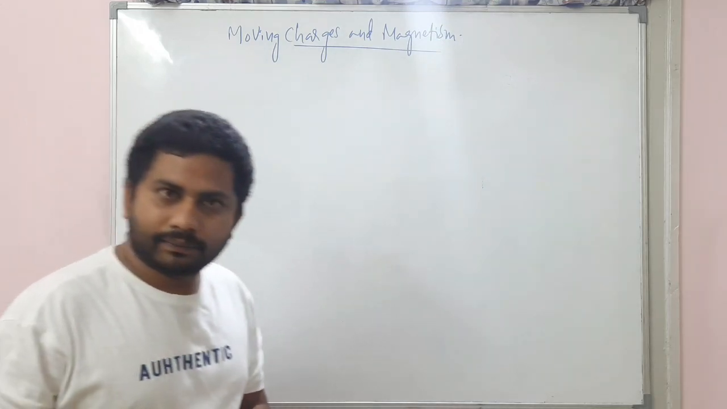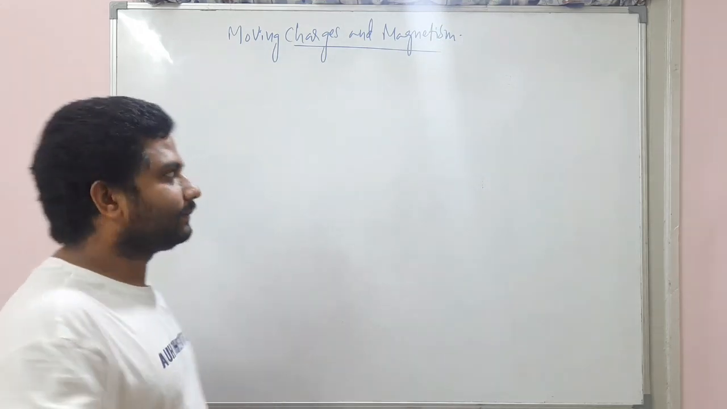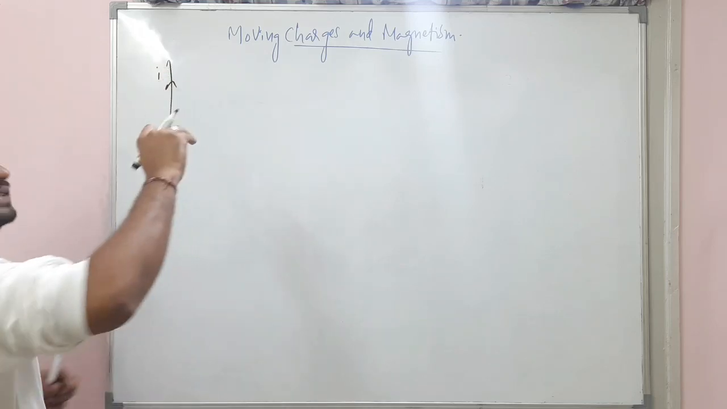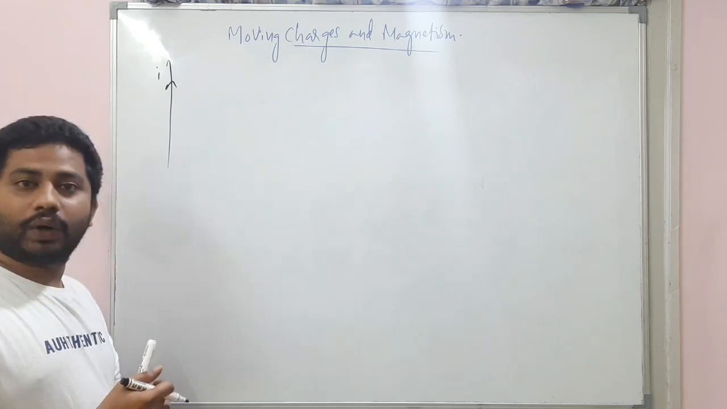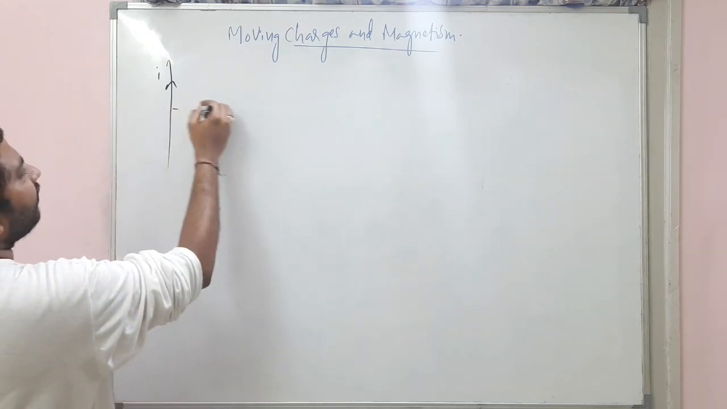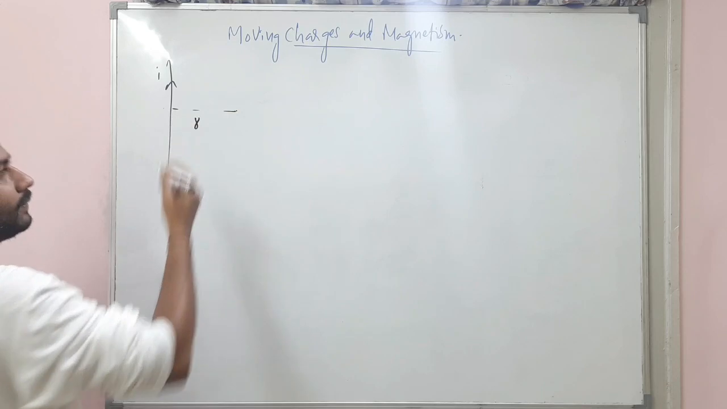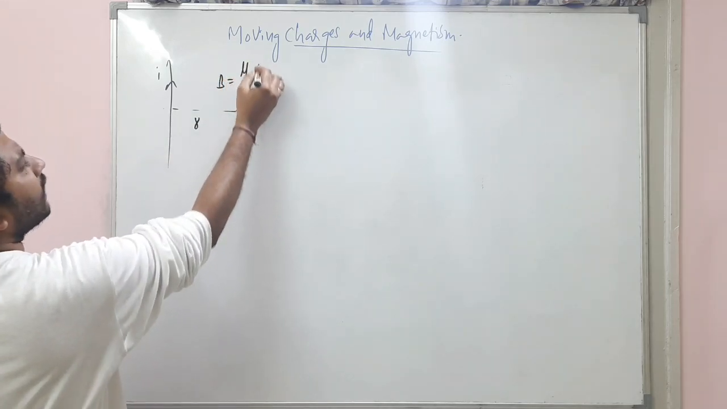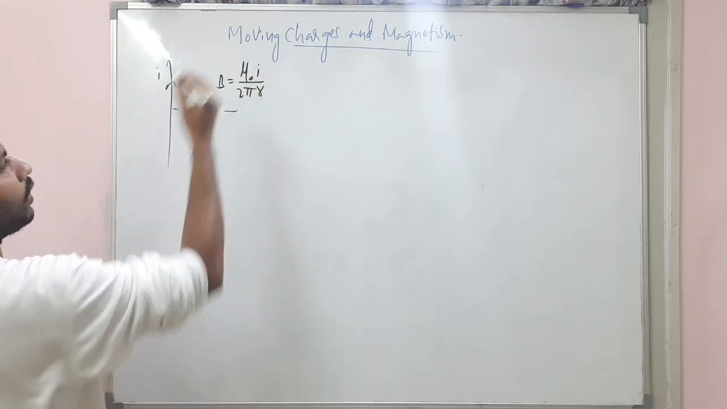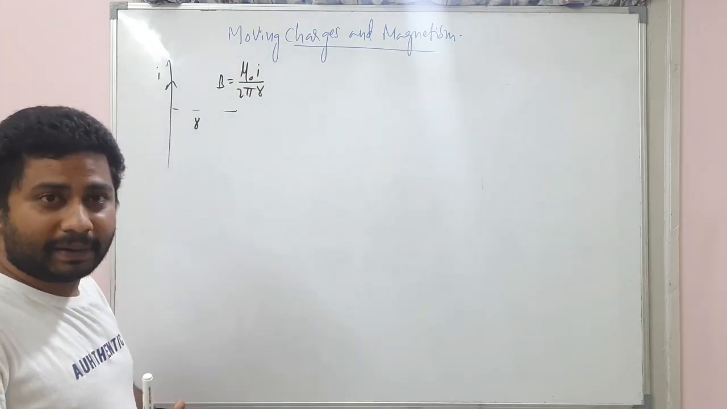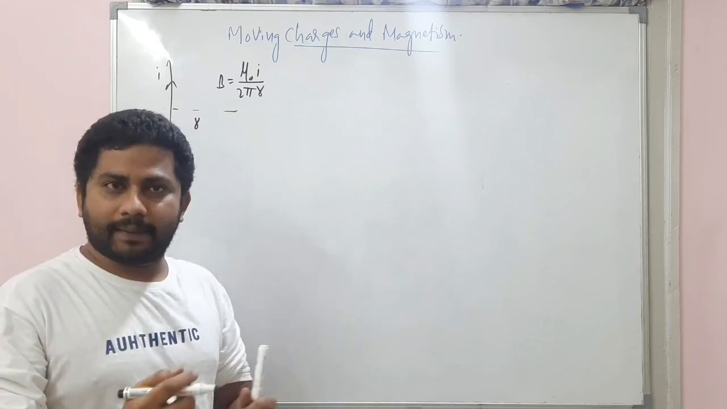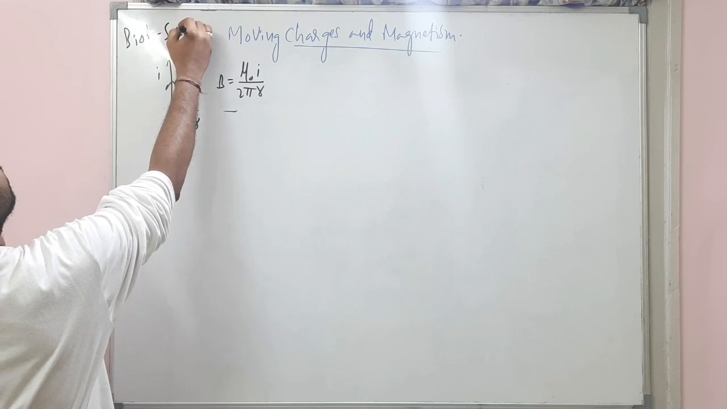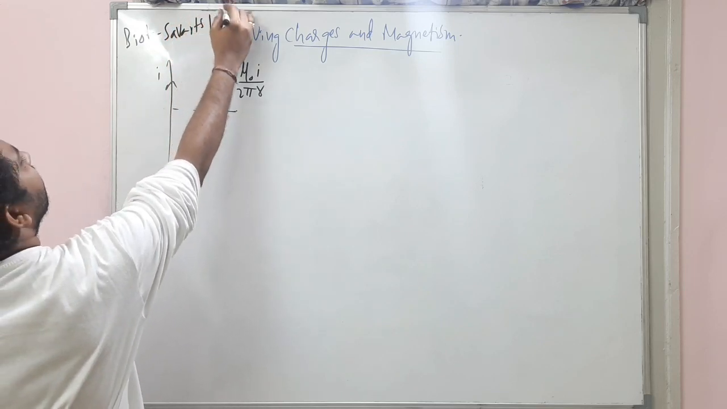In this chapter, we have discussed a straight current carrying wire. Imagine it is an infinite straight current carrying wire. What is the magnetic field at a distance r from here? So that's B is equal to mu naught I by 2 pi r. Already we have discussed and derived this by using Biot-Savart law.